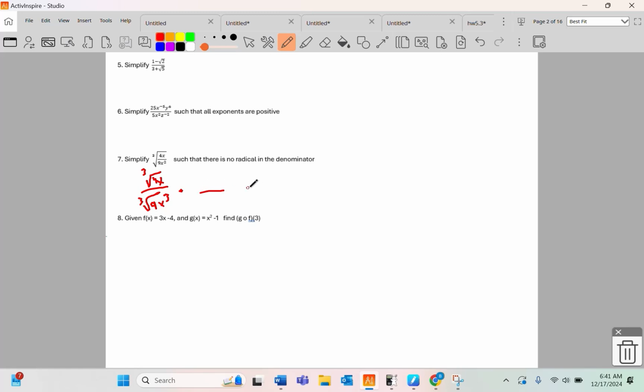We have to multiply it by something such that we get a desired outcome. The desired outcome is that it's easy to take the cubic root of 9 cubed. It's supposed to be a 3. And it's easy to take the cubic root of x cubed. So to turn a 9 into 9 cubed, I need a 9 squared. And to turn an x squared into an x cubed, I need an x. So I'm multiplying both the top and bottom by the cubic root of 9 squared x.